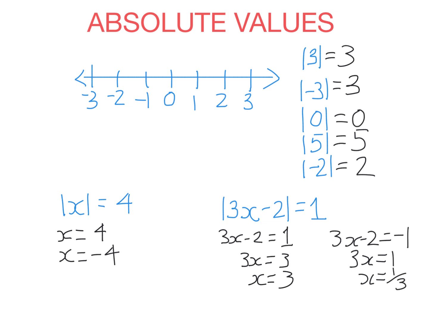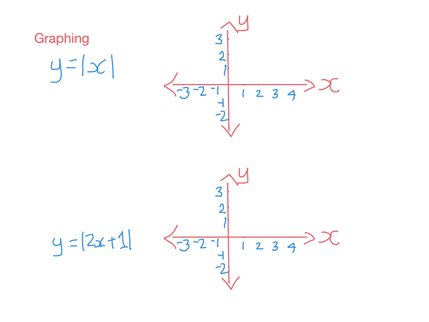All right, let's now look at graphing absolute value functions. So let's have a go at graphing y equals the absolute value of x. To do that, I'm going to look at just y equals x normally. So that's a straight line. It passes through the points (1, 1), (2, 2). It goes through the origin as well. So y equals x is this line here.